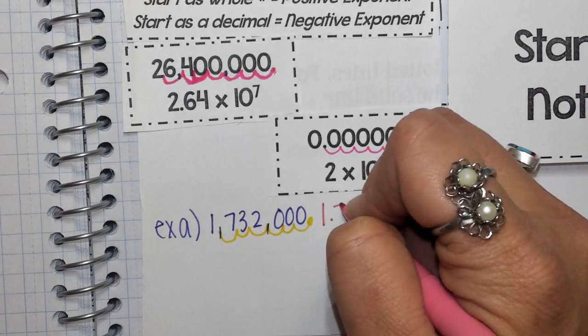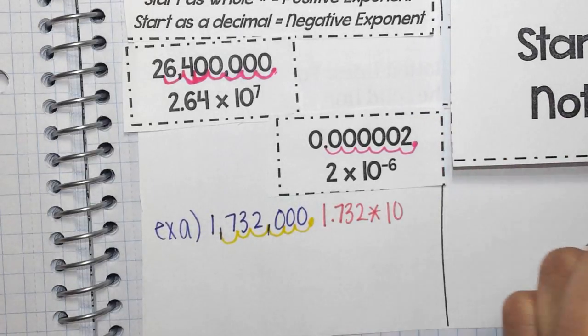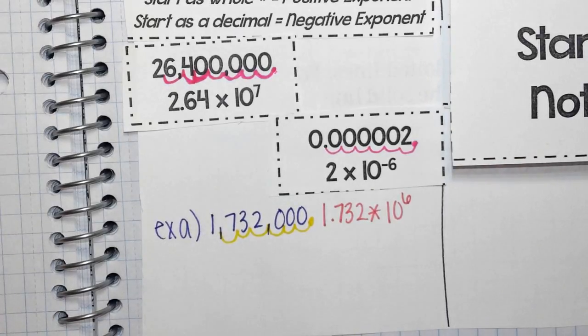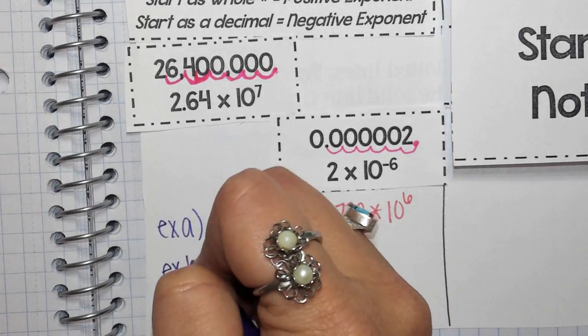So we write it as 1.732 times 10. Now, how many spaces did we move it? 6. So 10 to the 6th. And why is it a positive exponent? Because we started with a whole number. Good, Sarah. Take a point. All right. Example B.